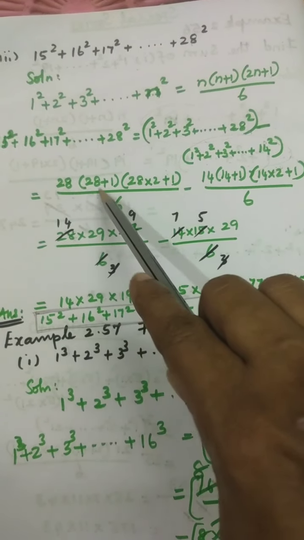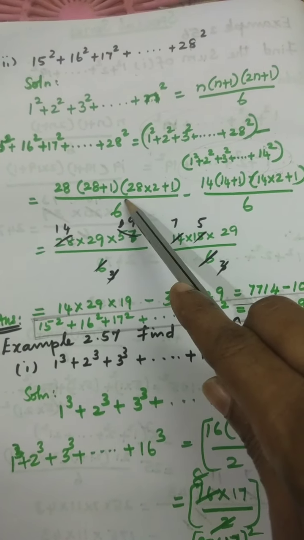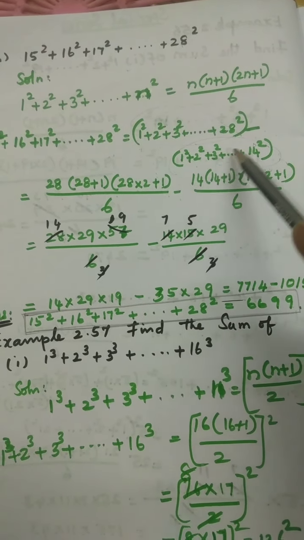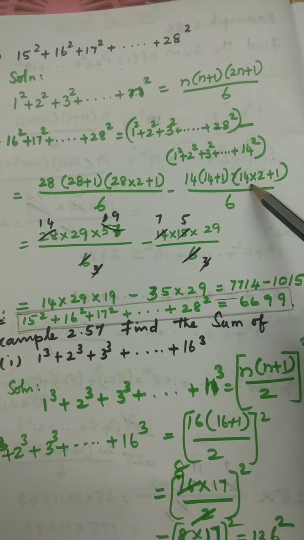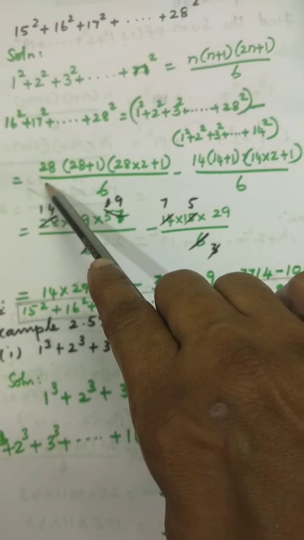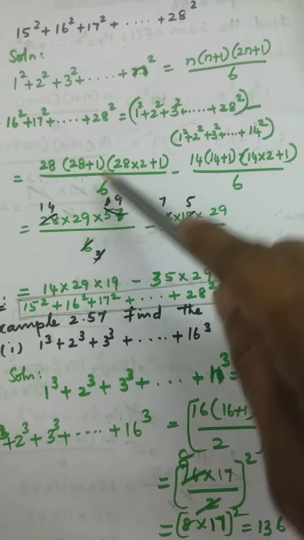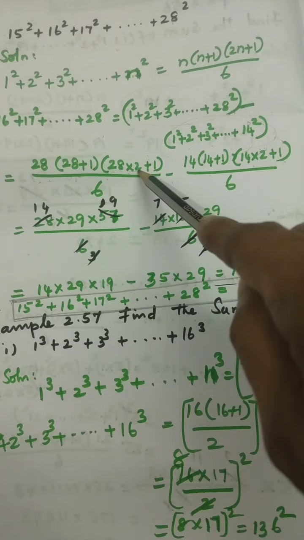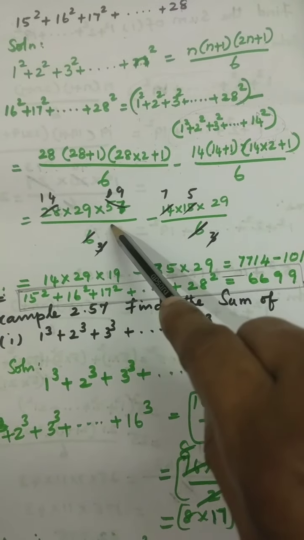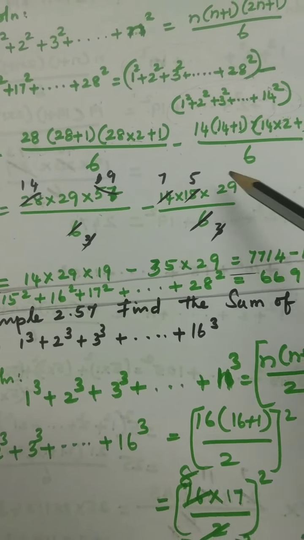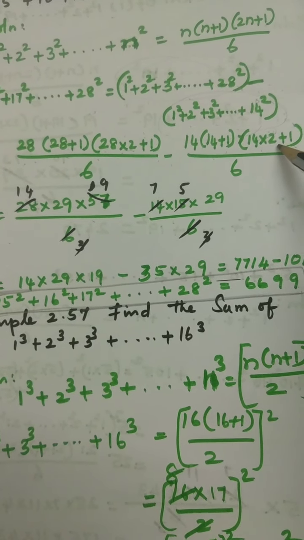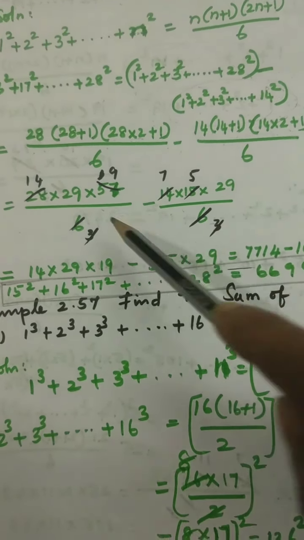So 28 into 28 plus 1 and 28 into 2 plus 1. Here minus 14 into 14 plus 1 into 19 into 2 plus 1. Okay. Now you multiply. 28, 29, then 28 2s are 56 plus 1, 57. Okay. Then next 14, then 14 plus 1, 15, 14 2s are 28 plus 1, 29 divided by 6.